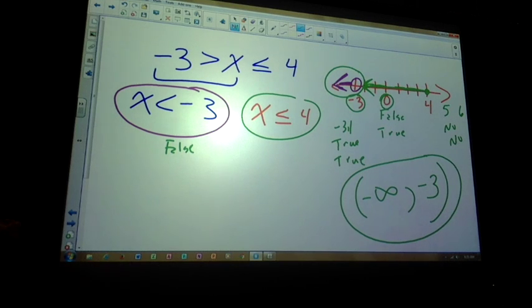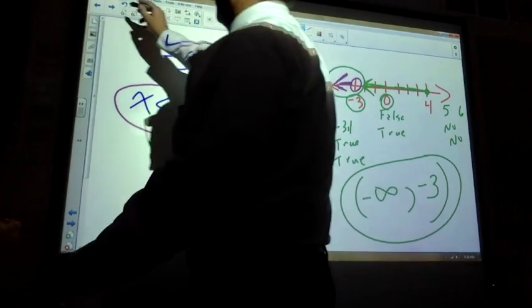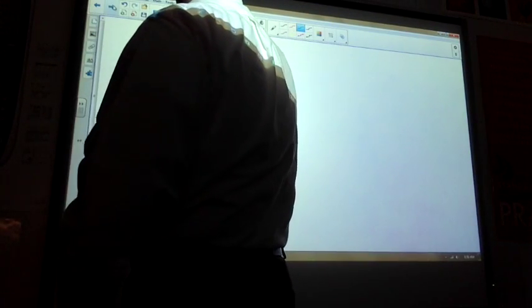But what if it's like a reverse problem? Oh, okay, the right side work. Okay, so let's do this. Let's say we have a problem that looks like this.